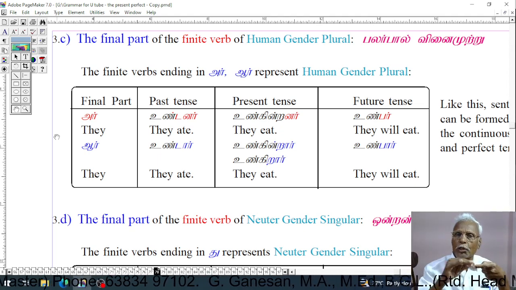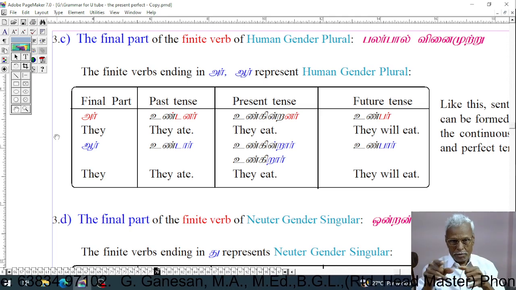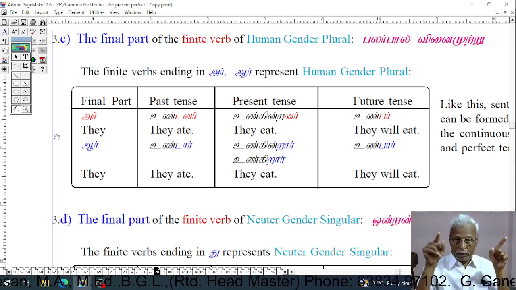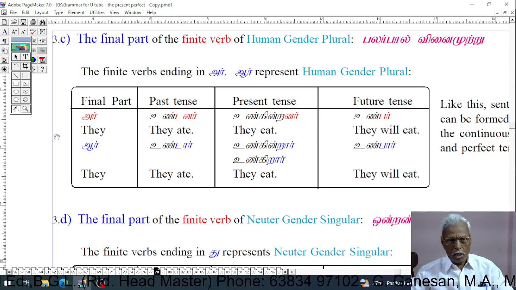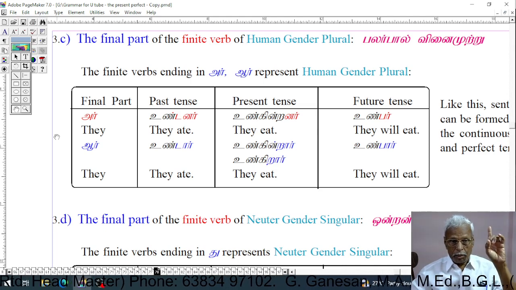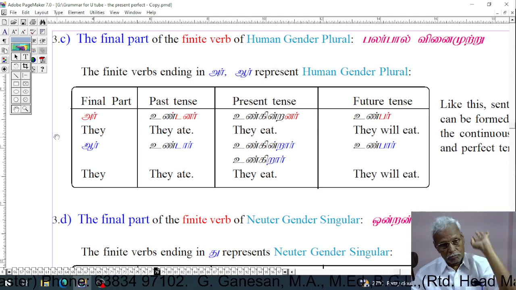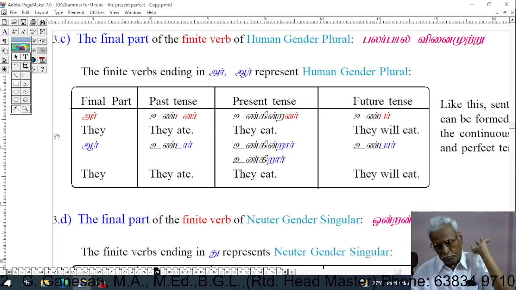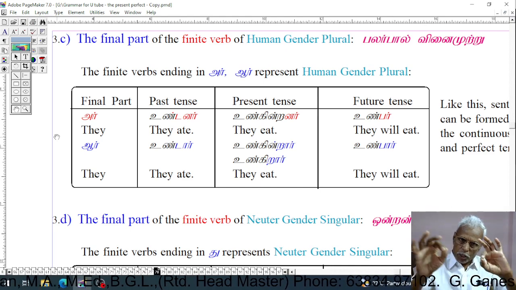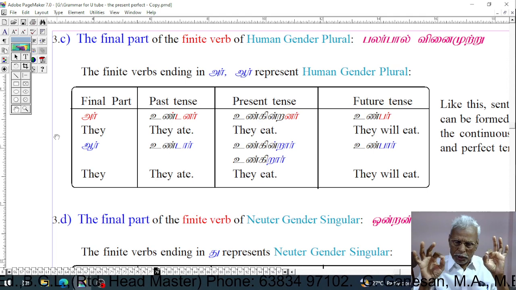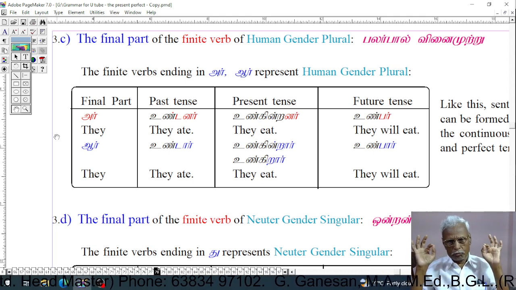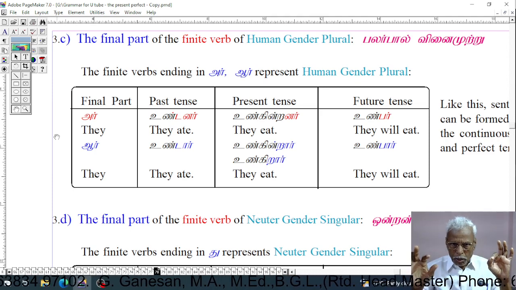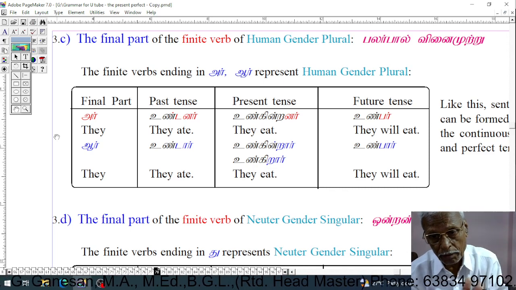as we saw earlier, it is used only in poems, but in ordinary speech the final part ends with ar or ar kal, both ways, singular or plural: வந்தார், வந்தார்கள், உண்டார், உண்டார்கள், உண்கின்றார், உண்கின்றார்கள், உண்பார், உண்பார்கள். Or it may end either in ar or in kal.